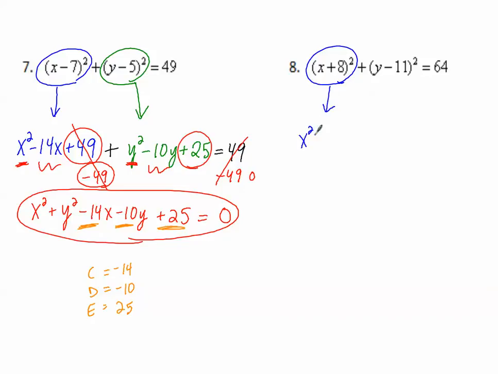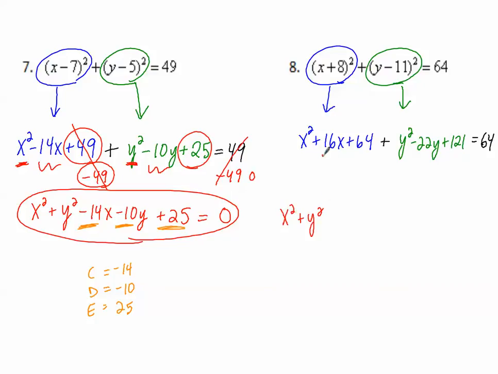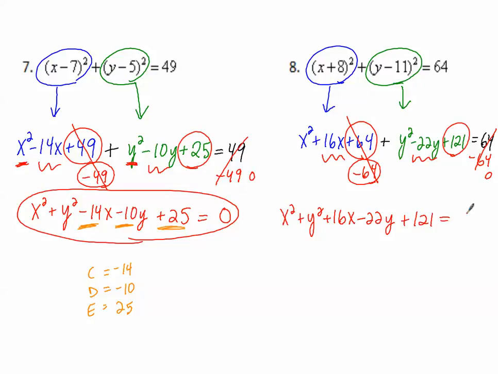Finally, number 8. Expanded plus, let's get the y binomial multiplied by 2 squared, and then the rest of the equation. Now we can rearrange. X squared plus y squared. There's our x's, there's our y's, plus 16x minus 22y. There's a constant, subtract 64. Let's go put it over here because it cancels here and it cancels here. So positive 121 is all that's left.